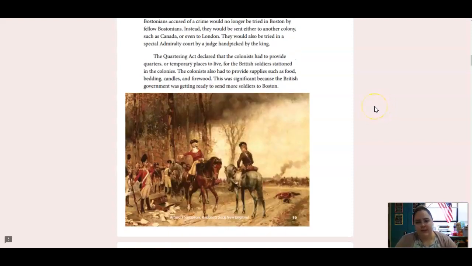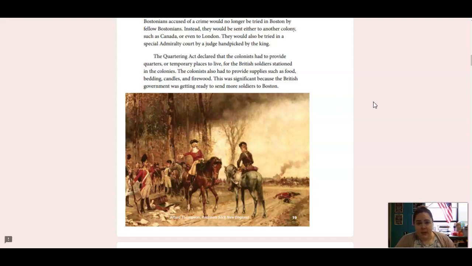The Quartering Act declared that the colonists had to provide quarters or temporary places to live for the British soldiers stationed in the colonies. The colonists also had to provide supplies such as food, bedding, candles, and firewood. This was significant because the British government was getting ready to send more soldiers to Boston. So those were some of the things that happened as a result of the Boston Tea Party.